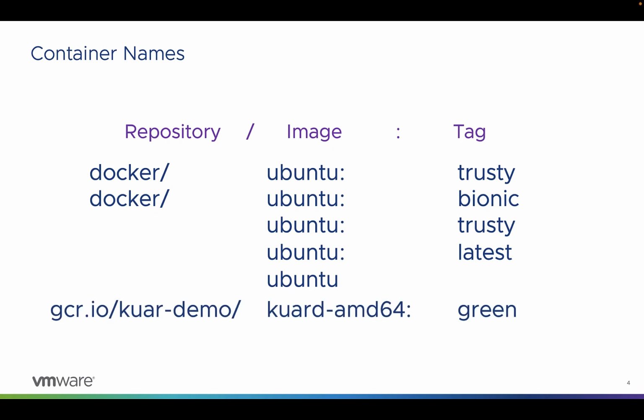And finally, in our last example, we see we've got a container image stored in gcr.io/kuar-demo. This is the Google Container Registry with the kuar-demo repository, and this is for the Kubernetes Up and Running demo. The image name is kuard-amd64, and it's got a tag of green. So the point of this is you can get these images from different repositories with different versions, and this is how you're going to specify these on the command line.